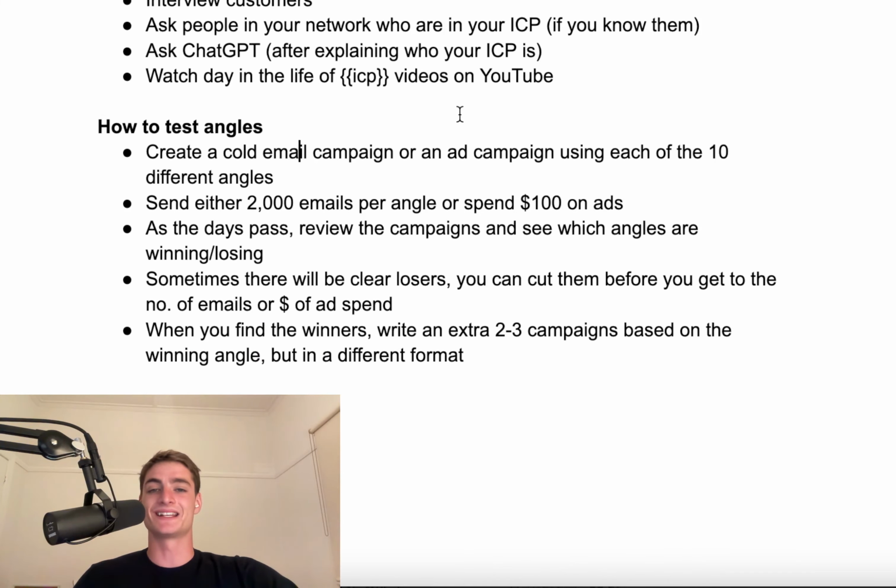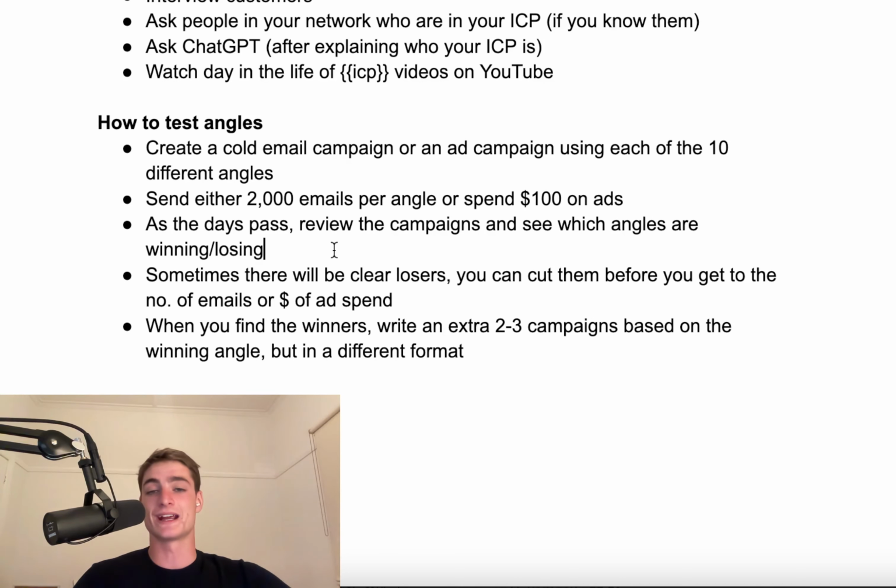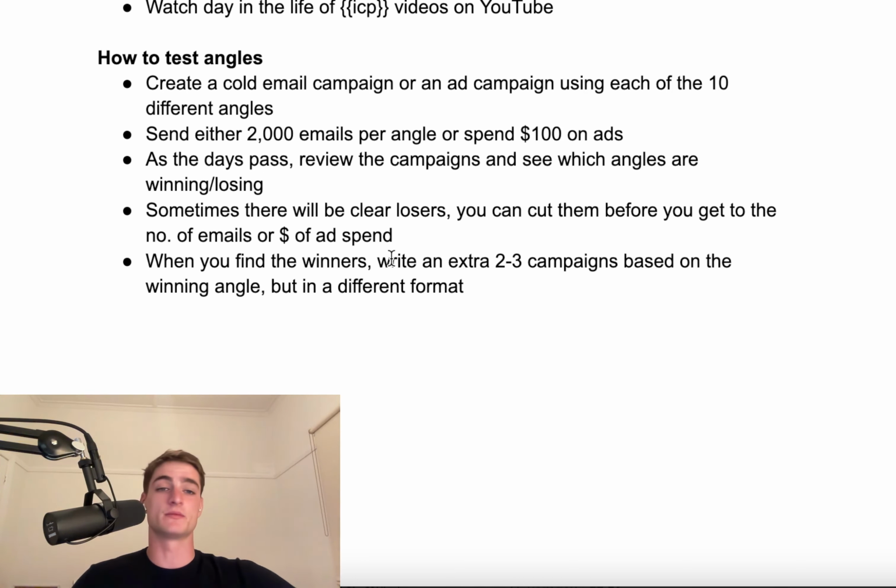So what you want to do to test an angle is create either a cold email campaign or an ad campaign using each of the 10 different angles. You want to send either 2,000 emails per angle or spend $100 on ads per angle. And then as the days pass of the campaign, you want to review the campaigns every single day and see which angles are winning and losing. Sometimes there are going to be clear losers and sometimes there are going to be clear winners.